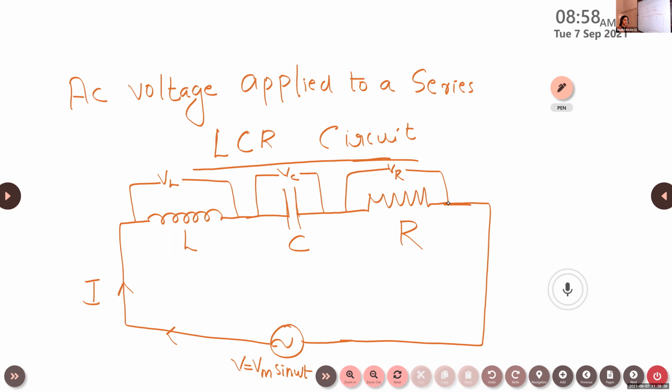Since it is a series combination, current through each electrical component will be the same. But voltage, or potential difference, through each electrical component is different.